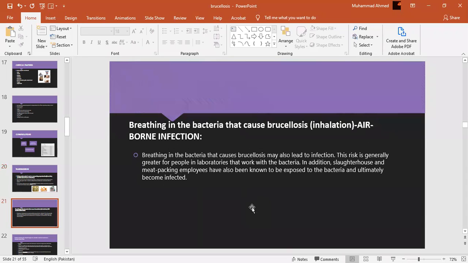or cheese products. Then comes airborne infection, breathing in the bacteria that cause brucellosis. Breathing in the bacteria that cause brucellosis may also lead to infection. This risk is generally greater for people in laboratories that work with the bacteria. In addition, slaughterhouse and meat packing employees have also been known to be exposed to the bacteria and ultimately become infected.